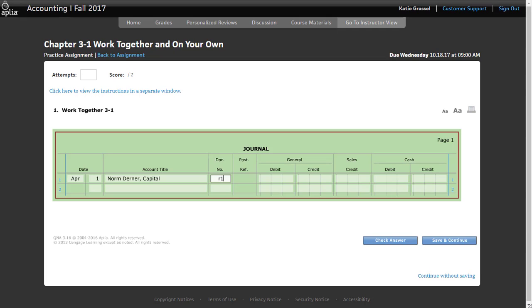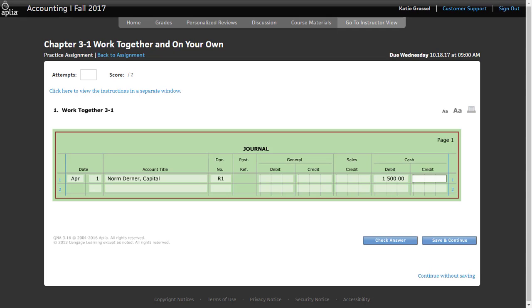We know that cash is being affected, and we know that Norm Dermer Capital is being affected. So do we have more cash or less cash? More. What's the more side of cash? Debit. So I'm going to go over here and put in a debit of 1,500. You do not need to put in commas, and you do not need to put in the decimal point. So if you do 1500 and hit enter, it'll automatically put in the 0.00. You will find that these columns on your journal are your thousands, your hundreds, and then your cents. That's how the columns are lined up.